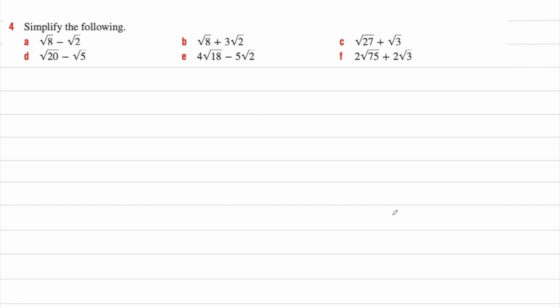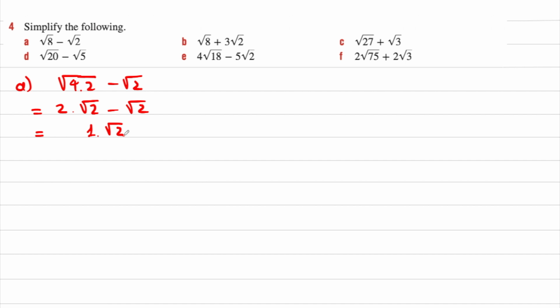Harder exercise about surds. How can you simplify the following expression? Question A, square root 8 minus square root 2. For this form, you cannot simplify this because the term of square root 8 is different to the term of square root 2. But you can convert square root 8 to square root 4 times 2 by writing it this way, and then this will become 2 multiplied by square root 2.